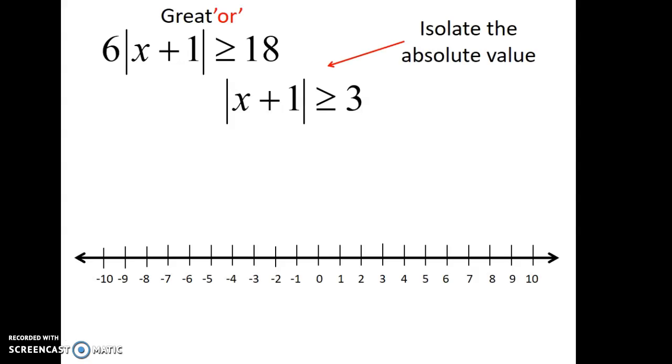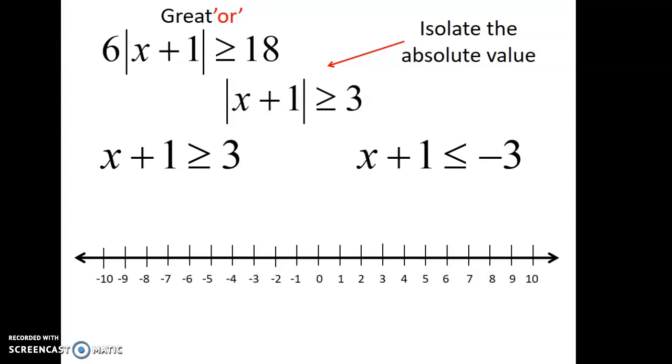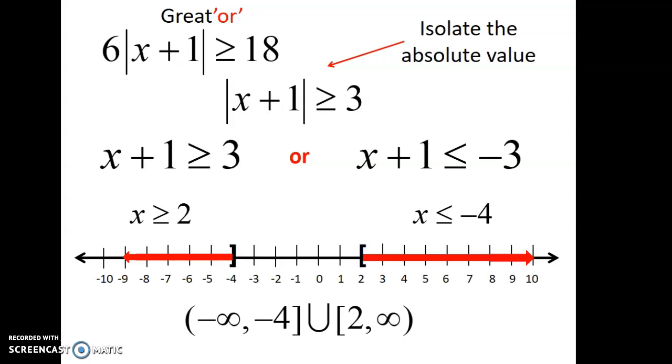Notice we have isolated the absolute value bracket, so now we can make our two separate inequalities, one with a positive answer and one with a negative answer. We solve these by subtracting 1. We'll get x is greater than or equal to 2, and x is less than or equal to negative 4. So we put a bracket on 2 going to the right, a bracket on negative 4 going to the left, and write our interval notation.